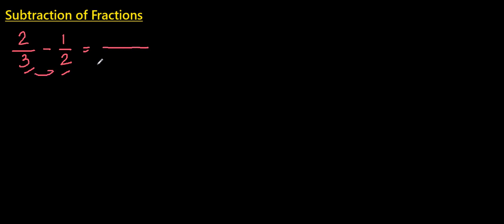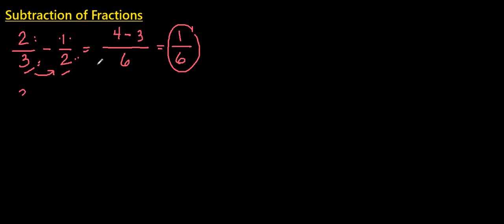First, you just have to multiply the denominators. 3 times 2 is 6. Then cross multiply both fractions. So 2 times 2 is 4, minus 3 times 1 is 3. 4 minus 3 is 1. Then copy the denominator. So this is the final answer.